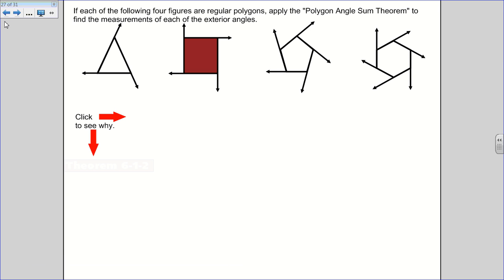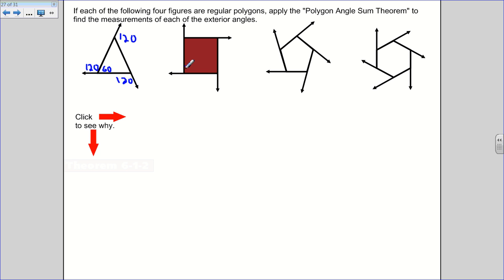Now, when we're talking about exterior angles, it's a little bit easier to see if we start out with a regular polygon series like a triangle. If the inside angle here is 60, 60, and 60, the exterior angles are 120, 120, and 120. So the three angles added up would be a total of 360 on the outside.